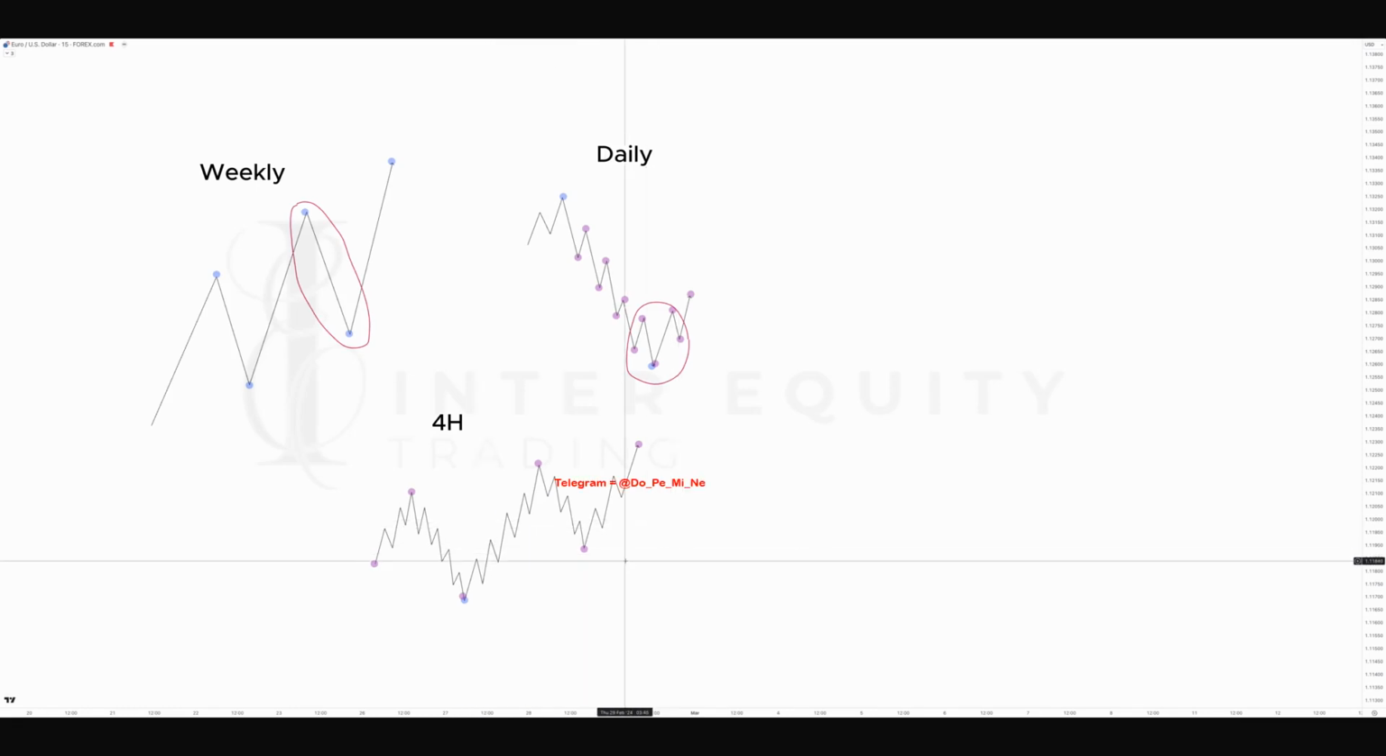All right. So same principle goes for the 1 hour, right? Because price is fractal. So it doesn't matter if you're on the 15 minute, the 5 minute, or the 1 minute. They all intertwine together following the higher time frame direction.